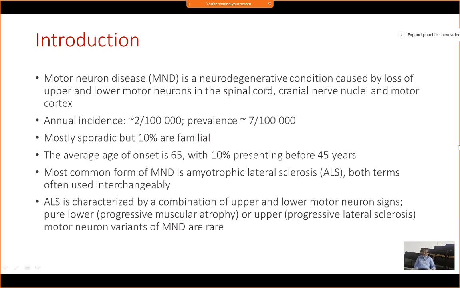So this is not a common disease. About 2 per 100,000 is the incidence, and the prevalence is around 7 per 100,000. These are sporadic, but only about 10% are familial, where there are genetic backgrounds. We will not go into the different gene locations, how the disease can be tracked. It's a disease of elderly, more in males, and only about 10% present before the age of 45 years of age.